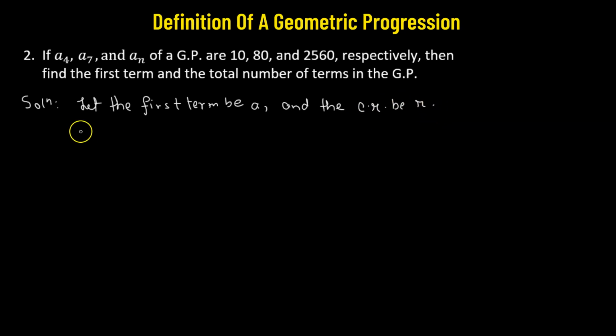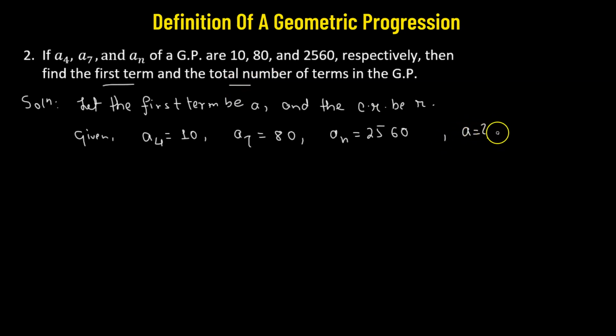Now it's given here that the fourth term a4 has a value of 10, the seventh term a7 has a value of 80, and we have our nth term, which has a value of 2560. So we need to obtain the value of the first term and the total number of terms. Let's write it down. We have to find out the a as well as the n value.